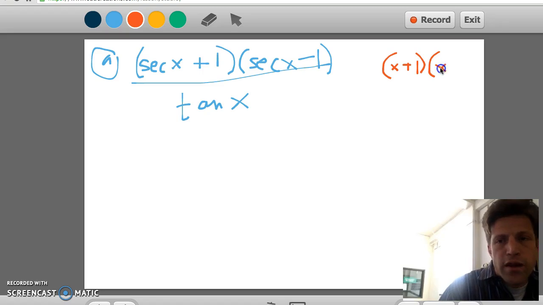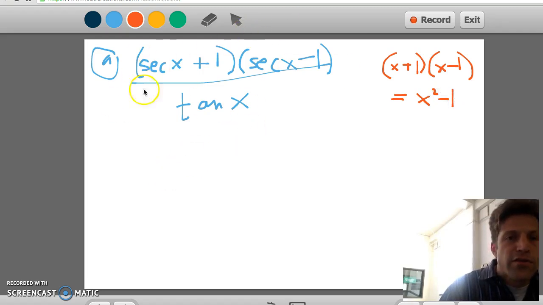And what was the answer to this? x plus 1 times x minus 1. If you said x squared minus 1, I agree with you. Therefore, this behaves the same way. It's going to be secant x squared, but using our new notation for squaring the whole secant of x, we're going to call it this. It means the same thing.